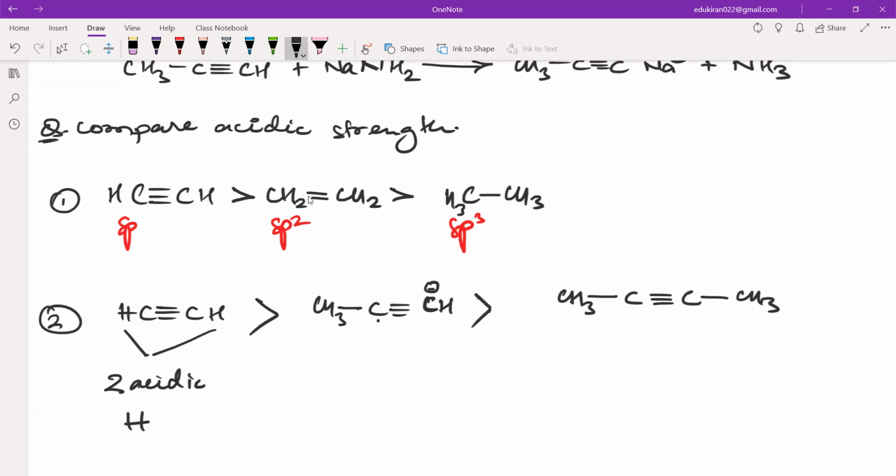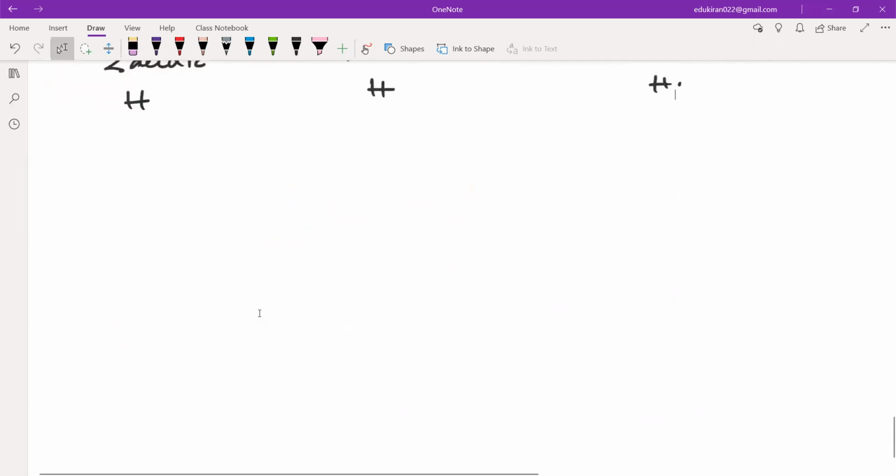Now this carbon is not at all acidic because it does not have any acidic hydrogen. It has one acidic hydrogen, and this has zero acidic hydrogen. Okay, so is the acidic nature clear with all of you? The two comparisons of acidic strength. Yes, sir. What about others? Clear, sir. Okay. Now, next is alkynes.